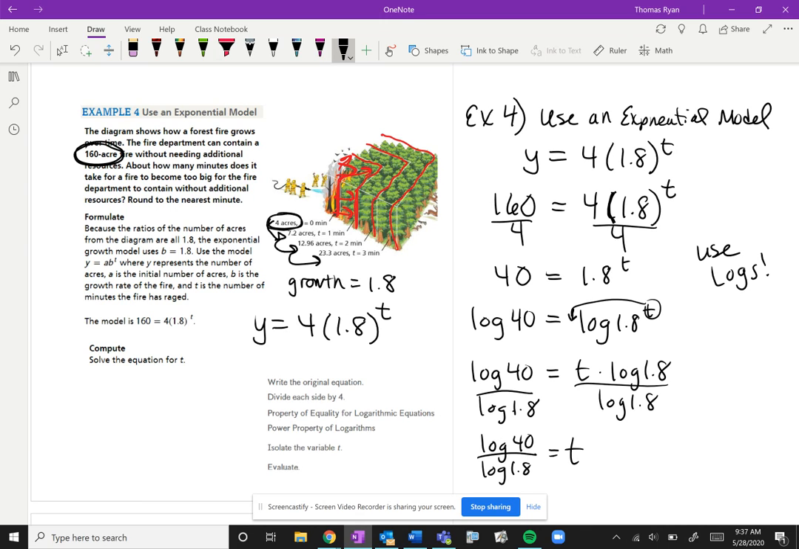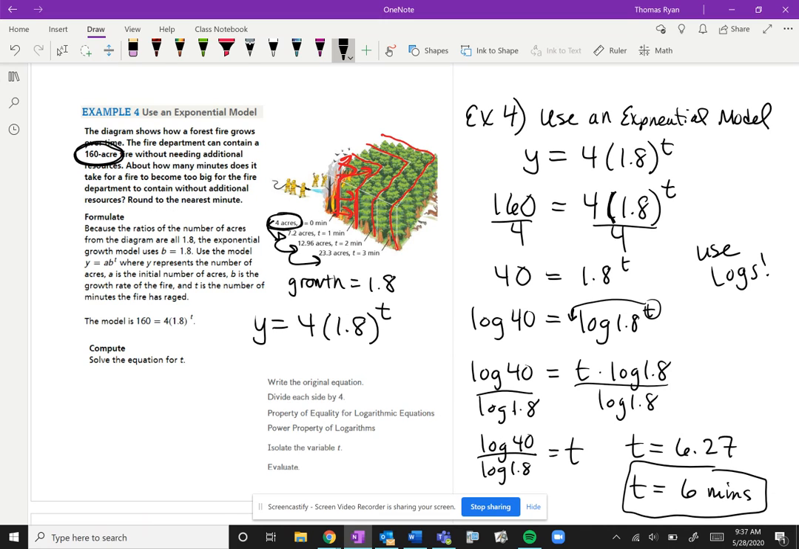Now, this is something we can put in our calculator. Log 40, parenthesis close, divided by log 1.8. What does it want us to do? Round to the nearest minute. So we get t is 6.27. But if you're calling it on the radio, you're going to say, hey, we've got 6 minutes until this gets out of control.